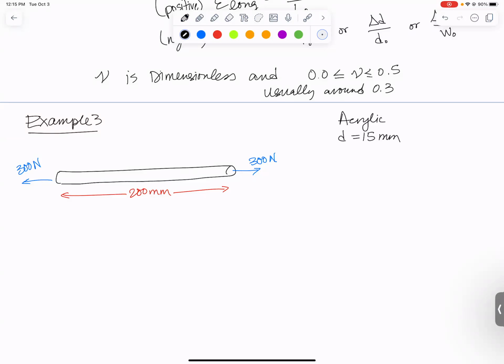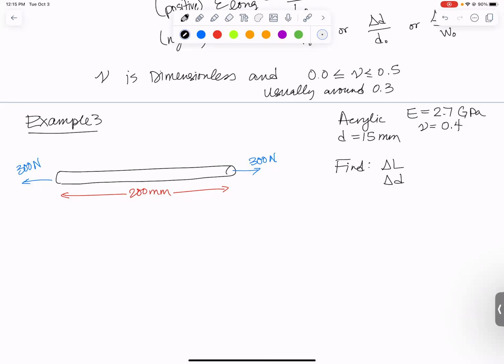And we're told the acrylic has a Young's modulus of 2.7 gigapascals, and there's a Poisson's ratio of 0.4. I said 0.3 is fairly typical. 0.4 is a little more common for polymers and plastics and rubbers and things. Rubbers, it can be even higher, like 0.49. We are asked, though, to find the change in length of this bar and the change in diameter.